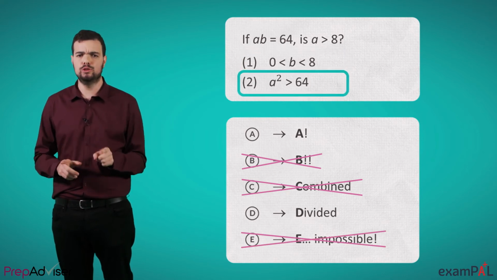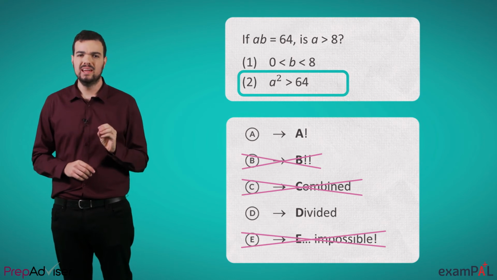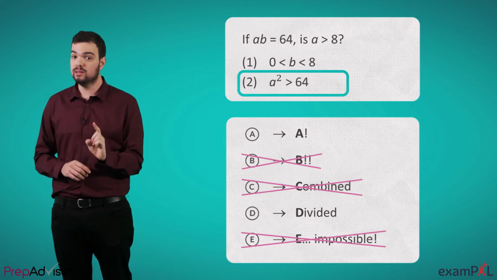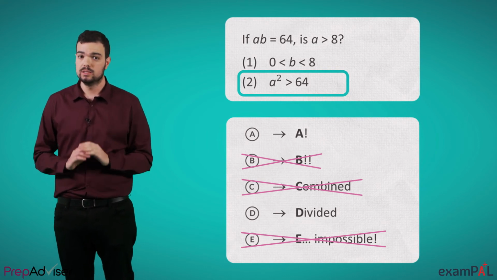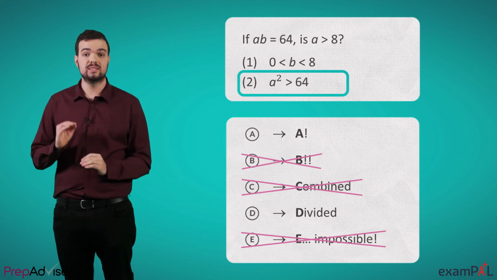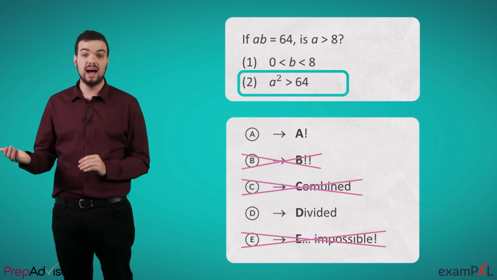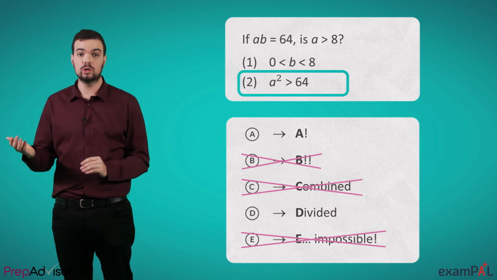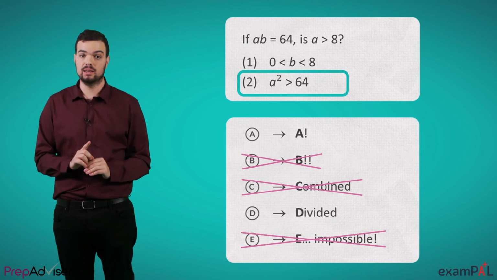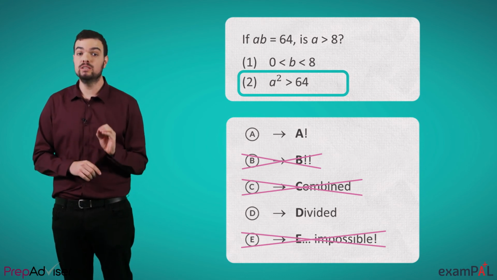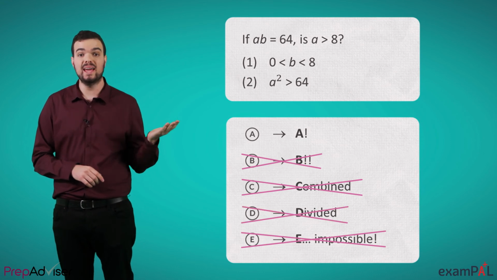Now let's look at statement 2. A squared is larger than 64. Now, we must remember to ignore the information in statement 1 and look at this on its own. So, if A squared is larger than 64, A definitely could be larger than 8. 9, 10, 100 all work. But it could just as easily be negative 9. Therefore, statement 2 is insufficient. We'll eliminate D, and there we have it.